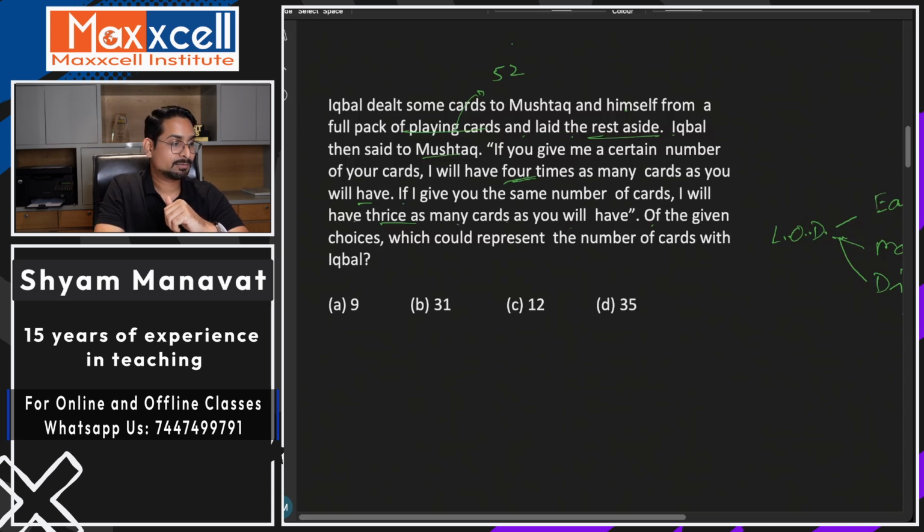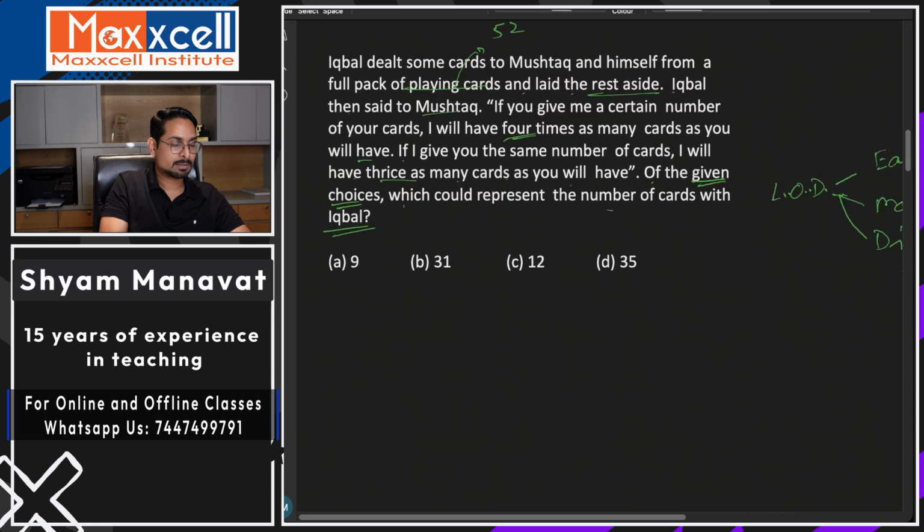Of the given choices means what? We need to look at the options. So your answer has to be checked with the options. Because it says of the given choices, from out of these options, what is the correct one? You don't have to just shoot in the air. You have to see which of these numbers are possible. So considering the options in your solution is also very important for this type of question, where they say which of the following, which of the given choices. I will show you how it works. Which could represent the number of cards with Iqbal.